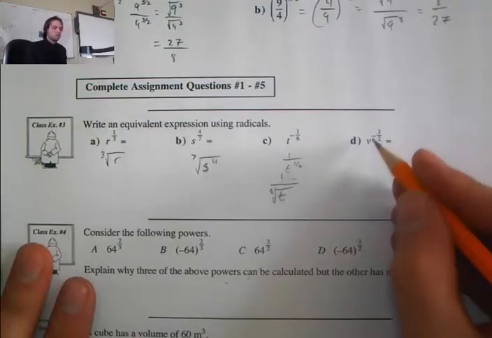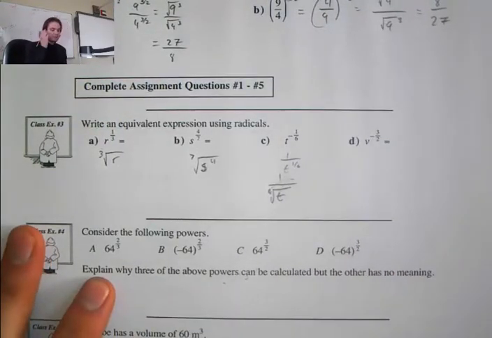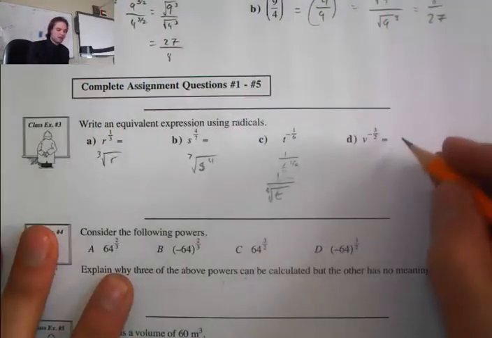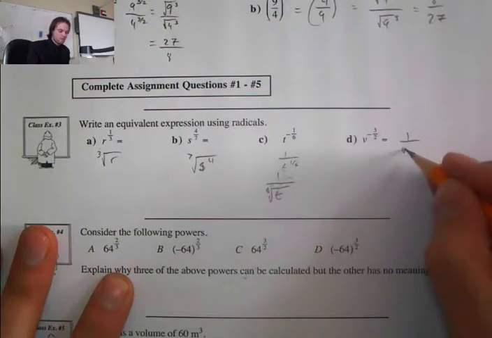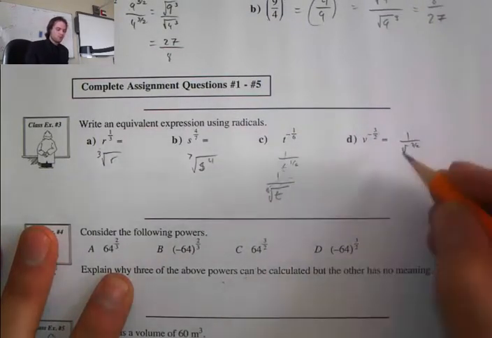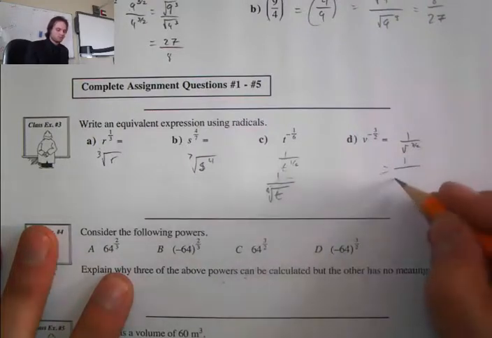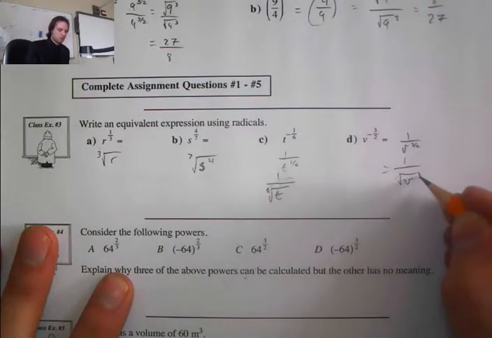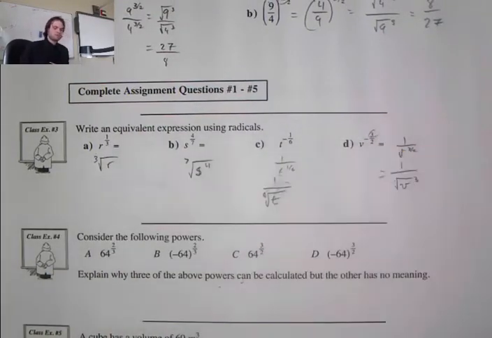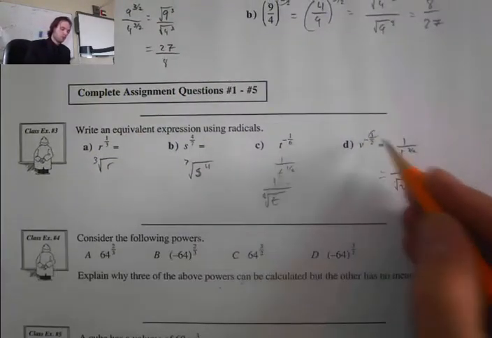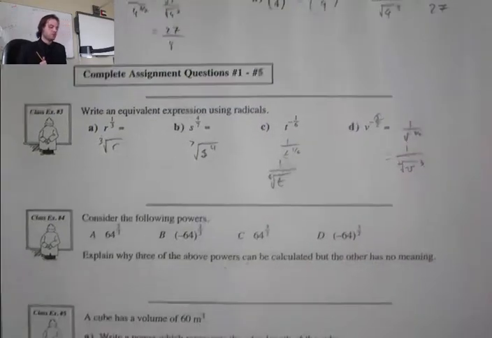Now here's my last one. What does this equal to? Well, we must flip it again. So that's 1 over v to the 3 over 2. So it's going to be 1 over, and we have the square root of v cubed. That's it. The 3, numerator goes there, denominator goes there, it's imaginary 2.